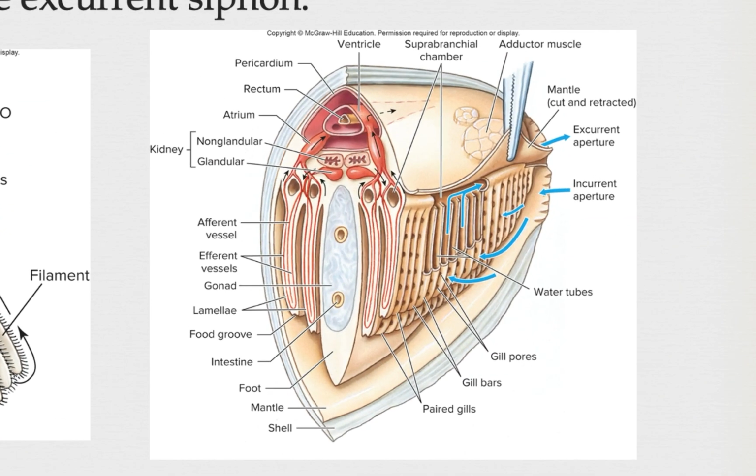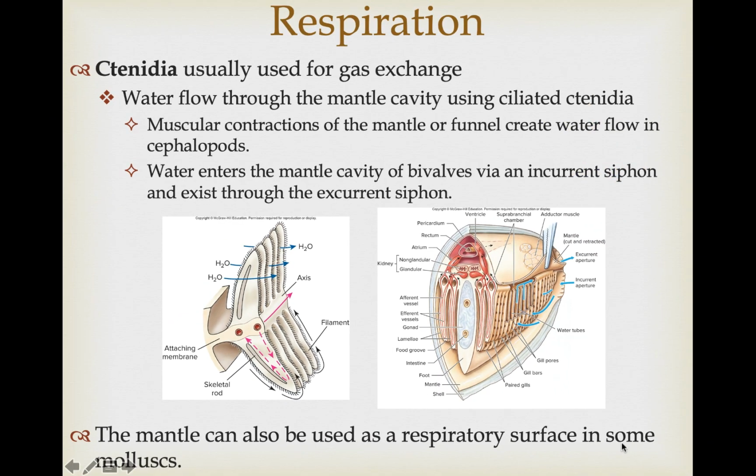In bivalves, we see that water enters the mantle cavity via what are called incurrent siphons, and you can see those here, drawing water over the ctenidia for gas exchange, but also remember this is part of the process of bringing in food for feeding, and then that water leaves with waste products through the excurrent siphon. And it shouldn't be surprising to you that the mantle itself, because it is a very large structure with a lot of surface area and highly vascularized, can also be used as a respiratory surface in some mollusks.